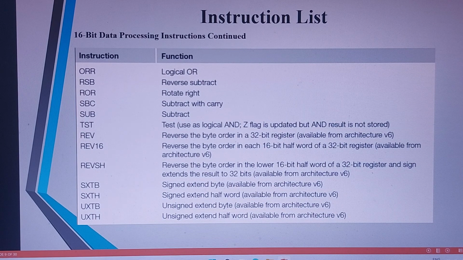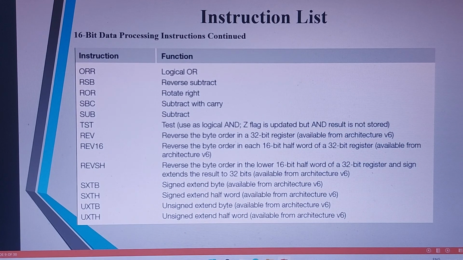That is REVSH, or reversing the order of the half word and extending the sign bit. In the previous instruction, it is only reversing. Here the sign bit is extended. Then signed extend byte, available again from the V6. So it is extending the sign bit of the byte. The next instruction extends the sign bit of the half word. So both are quite similar. One is for a byte, another is for the half word.